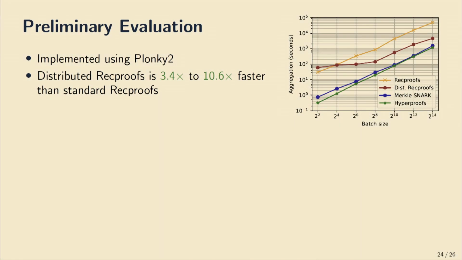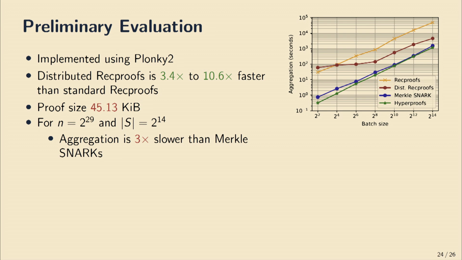Right, so here it's the same pictorial representation. We have some preliminary evaluation. We implemented this recursive SNARK proof with Plonky2. This computation aggregation is embarrassingly parallel, so we did a distributed implementation of our protocol. With the distributed implementation, we're able to achieve a speedup of 10x. I'm confident we can go above that. I mean, that is a very preliminary implementation. The batch proof size is 45 kilobytes with Plonky2.